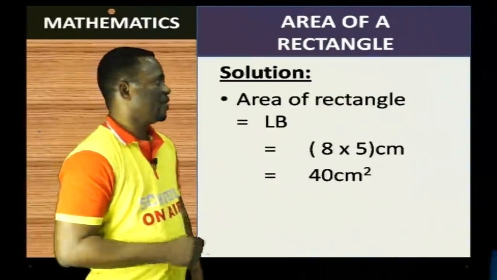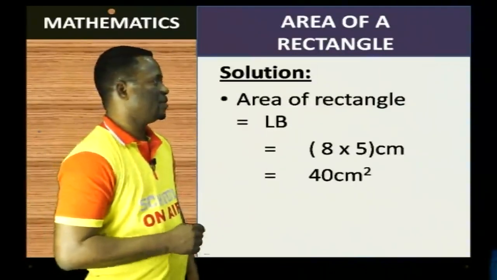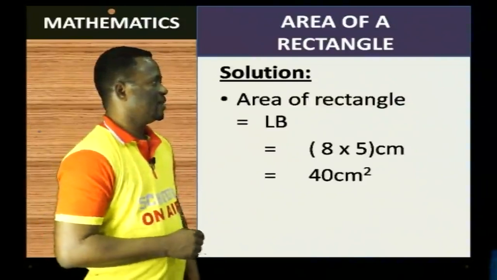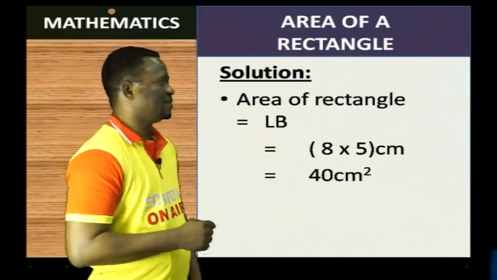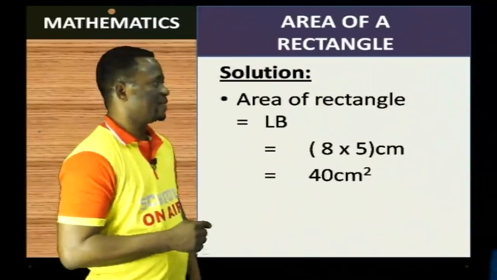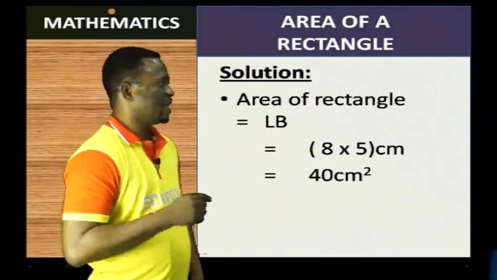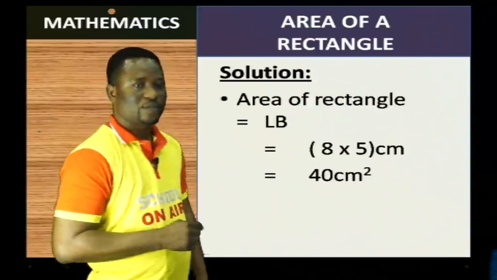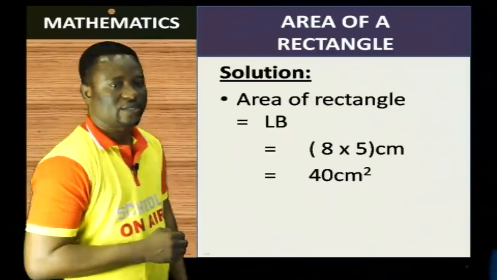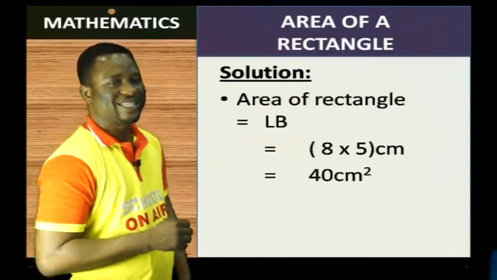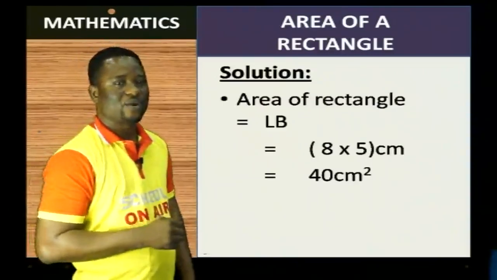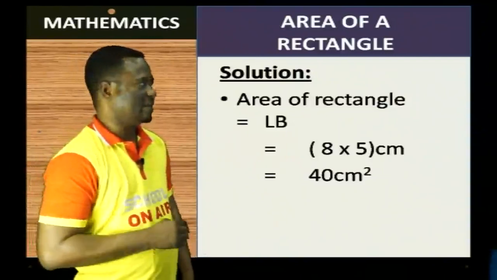Now, solution. Area of rectangle is equal to LB. Our length is 8, our breadth is 5. So we multiply 5 by 8 and we get 40 centimeters squared. This one is also 40 centimeters squared because what we are calculating is area and not ordinary length.